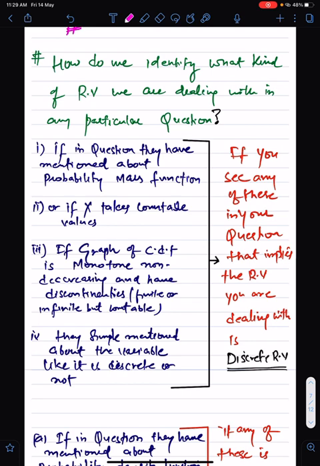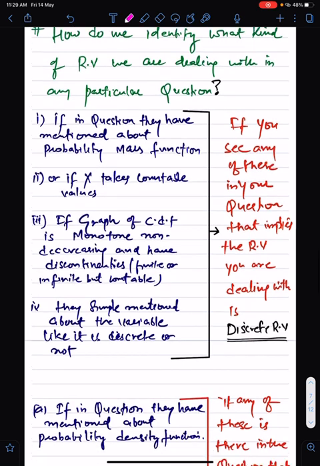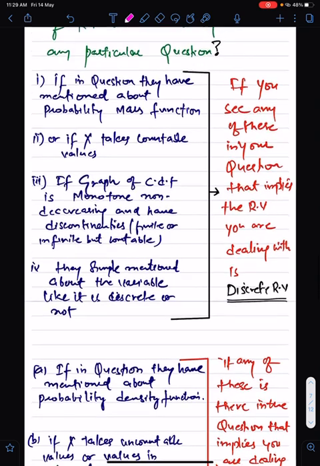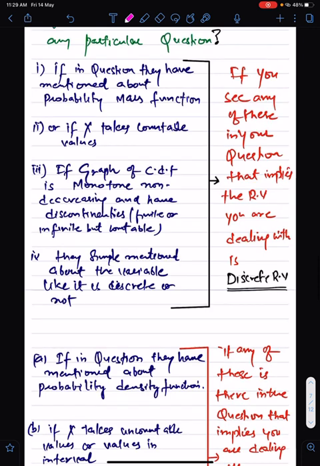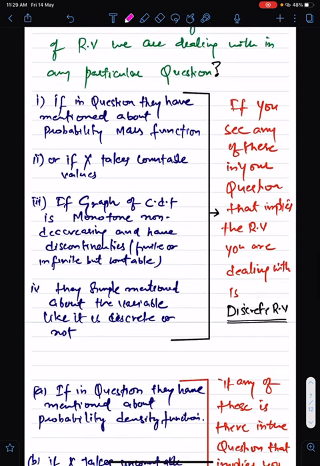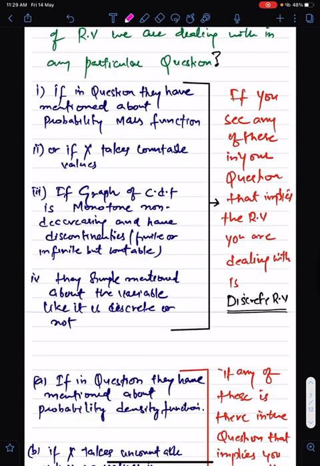Because if you know what kind of random variable this is, then you can go further. If you fail to do so, whatever answer you get, you will be on the wrong side, and you will not get proper marks or a right answer, right? So let us see. First, we will see how we identify whether our random variable is discrete or not.